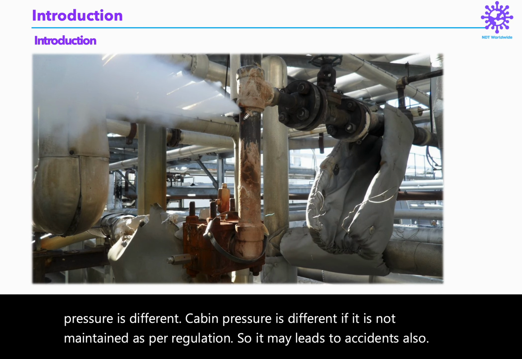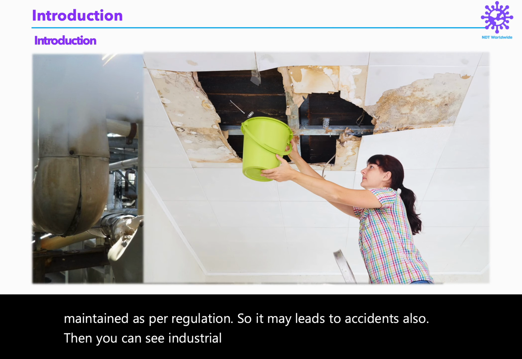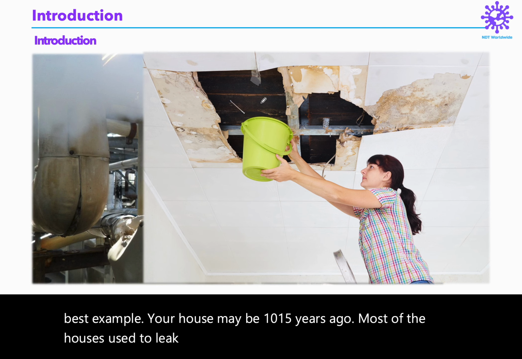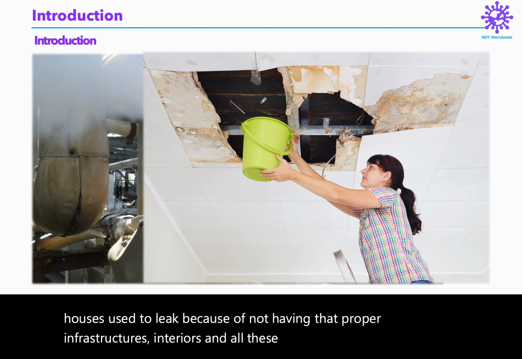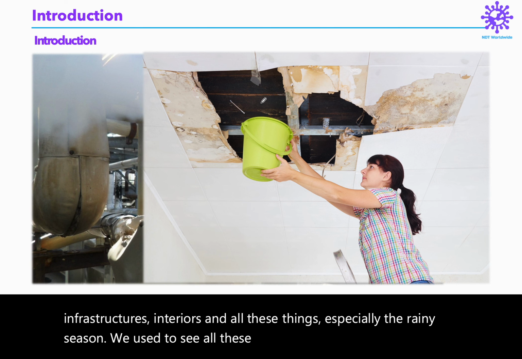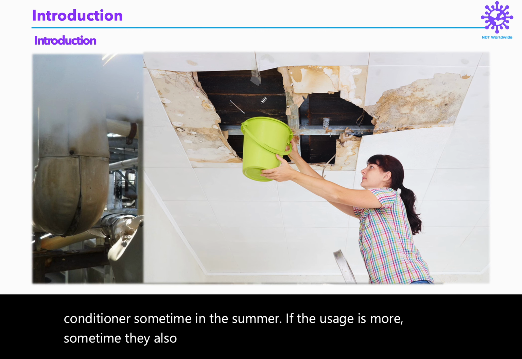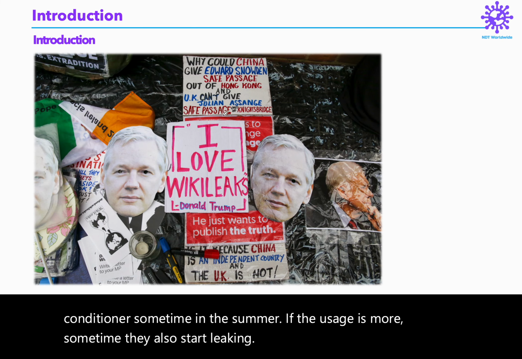Then you can see the industrial environment. Another best example is your house. Maybe 10-15 years ago, most houses used to leak because of not having proper infrastructure, interiors and so on, especially in the rainy season. Even your air conditioner, sometimes in the summer, if the usage is more, also starts leaking, right?